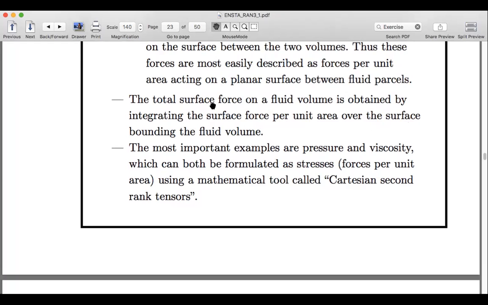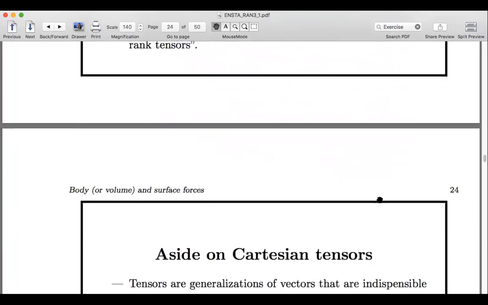So what are these surface forces I'm talking about? Well, there's pressure, and the viscous force is a force per unit area, or a surface force as well. And so both of these are represented by the same tool, the same mathematical entity called the stress tensor. This is a mathematical device called a Cartesian second rank tensor.